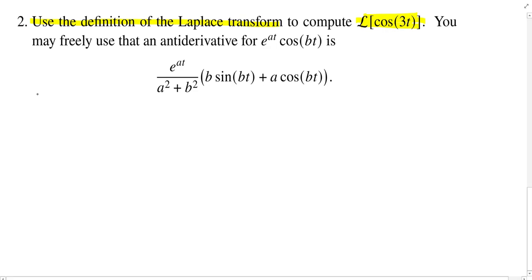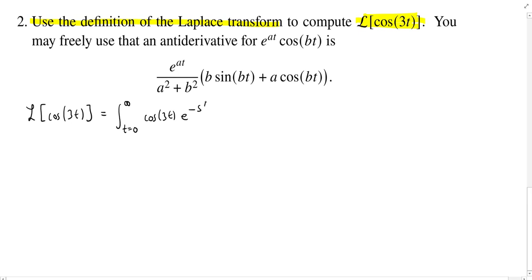So let's see here. The Laplace transform of the cosine of 3t is defined as an improper integral from 0 to infinity of cosine of 3t, and then we multiply it by the decaying exponential, e to the negative st. All right, so this is an improper integral. First thing we're going to want to do is find an antiderivative.